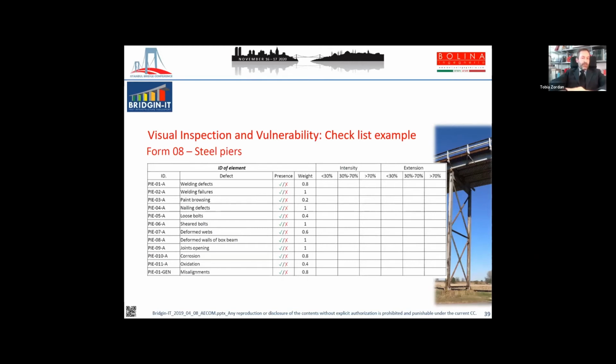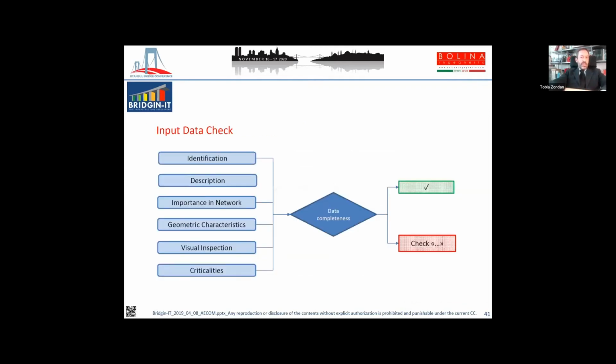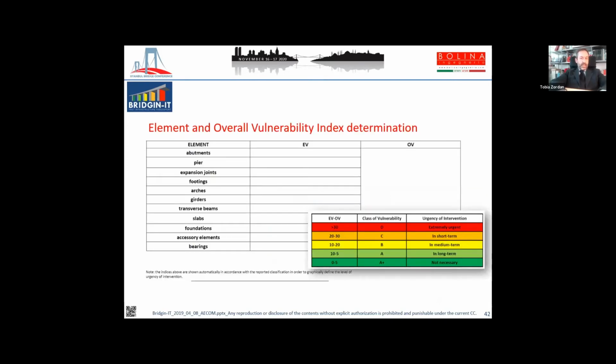This is a file for steel piers, where you see all the defects listed, present or not present, a weight for each defect, an intensity level, and an extension level. Same thing for, for instance, concrete bridges. Then you have a check if the data are complete or not. If so, you can proceed with the analysis, otherwise you have to recheck.